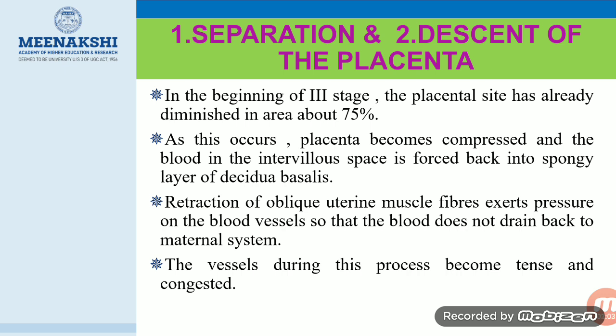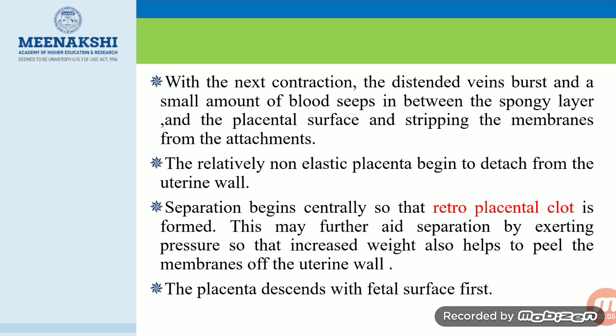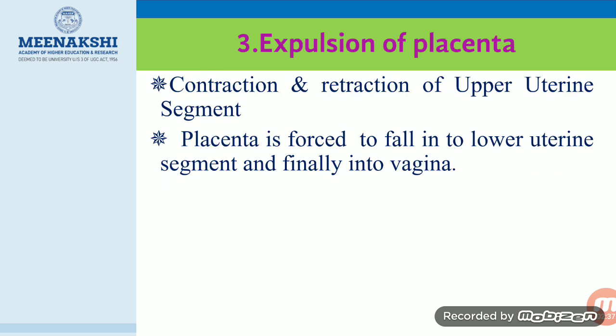The vessels become tense and congested. When there is the next contraction, the distended veins burst, and the blood seeps in between the spongy layer and the placental surface, which helps in stripping the membranes from the attachment. The non-elastic placenta begins to detach from the uterine wall. Separation begins centrally, so that the retroplacental clot is formed. This further helps separation by exerting pressure and increased weight, which help to peel the membranes off the uterine wall. The placenta descends with the fetal surface first.